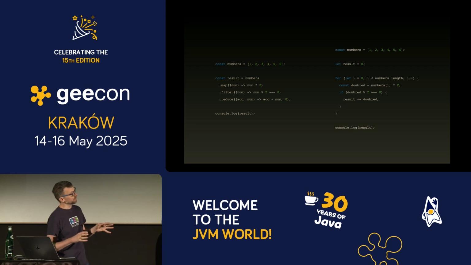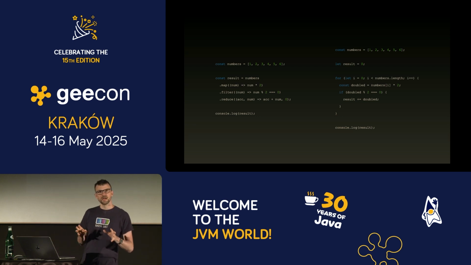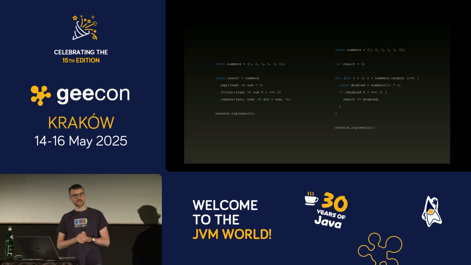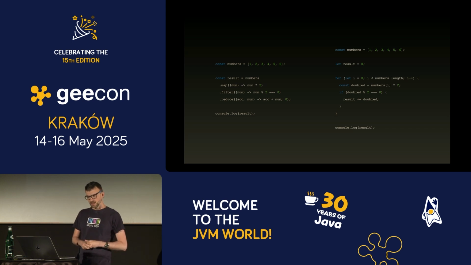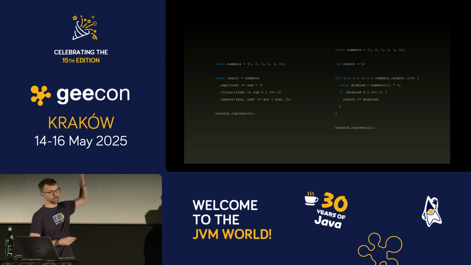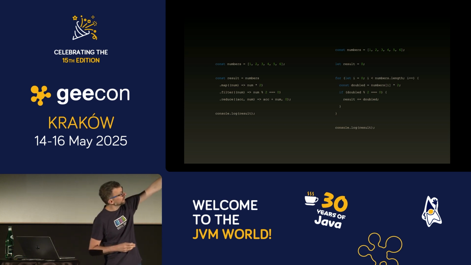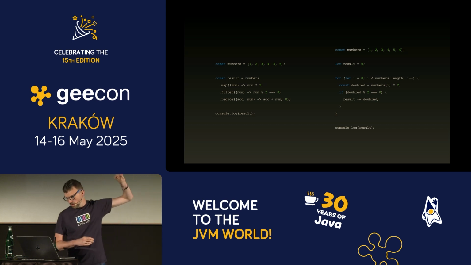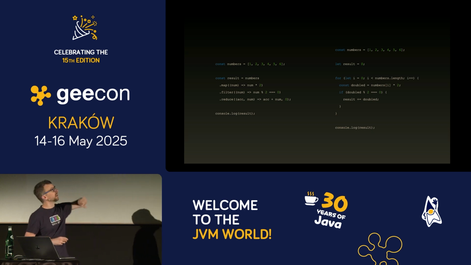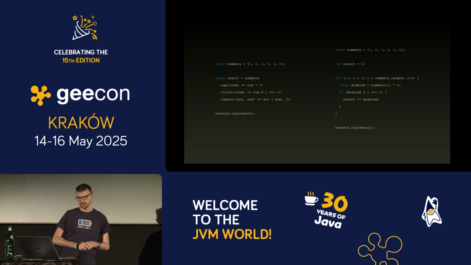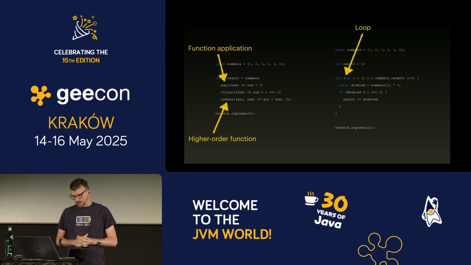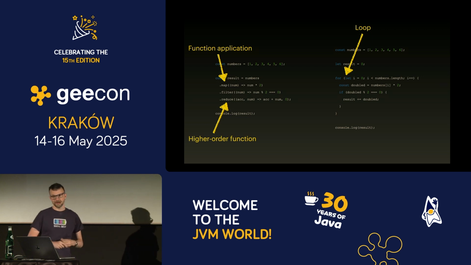Also, I would argue that it's more obvious what kind of transformation is happening to this collection using the declarative approach than the imperative one, right? You have to parse a lot of code to see what we do with those numbers, as opposed to this declarative snippet. So we've got a couple of functional characteristics.